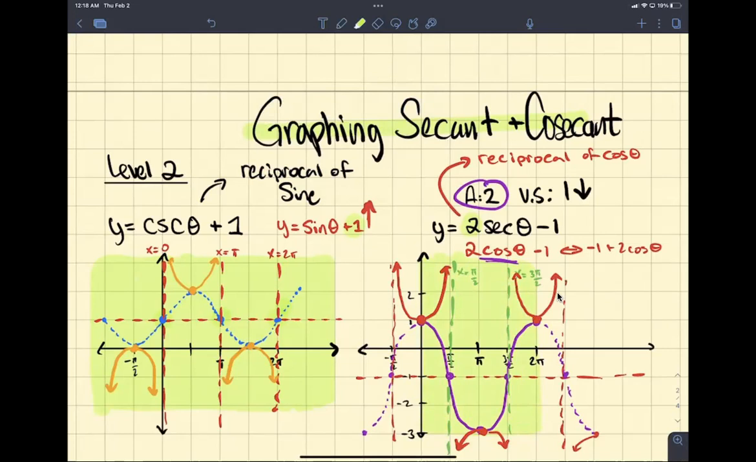I'm trying to keep this video short because I know that we went over them in class. Hopefully this video helps with secant and cosecant. I know that the hard part is really the level 4 problem, so that's gonna come up next. You're probably saying, well, what about level 3? We'll do level 3 and 4 together.